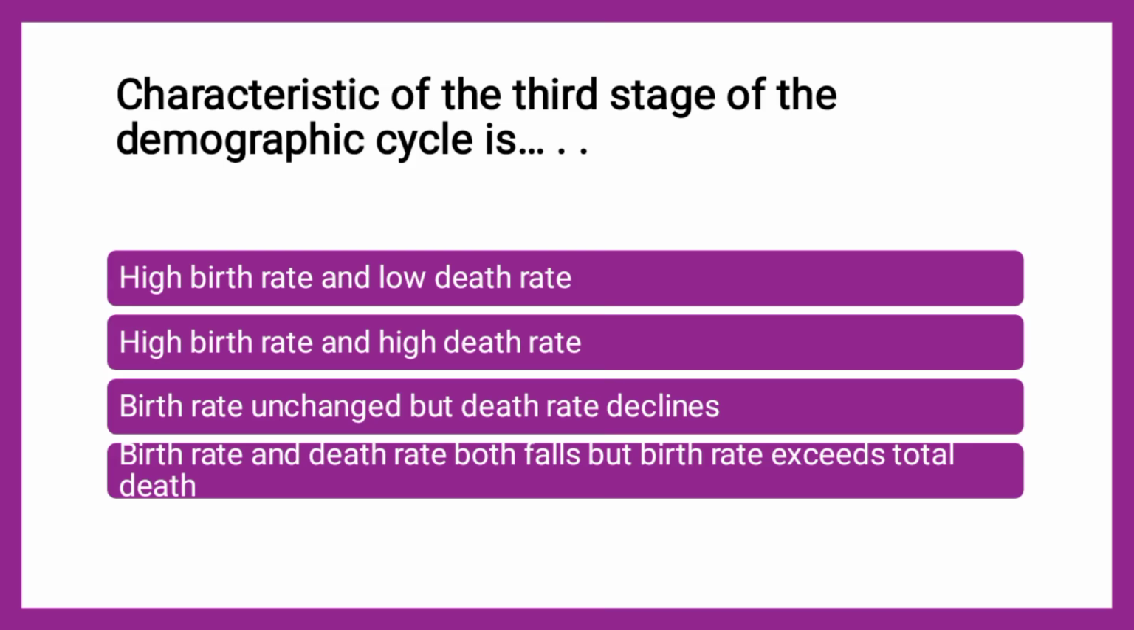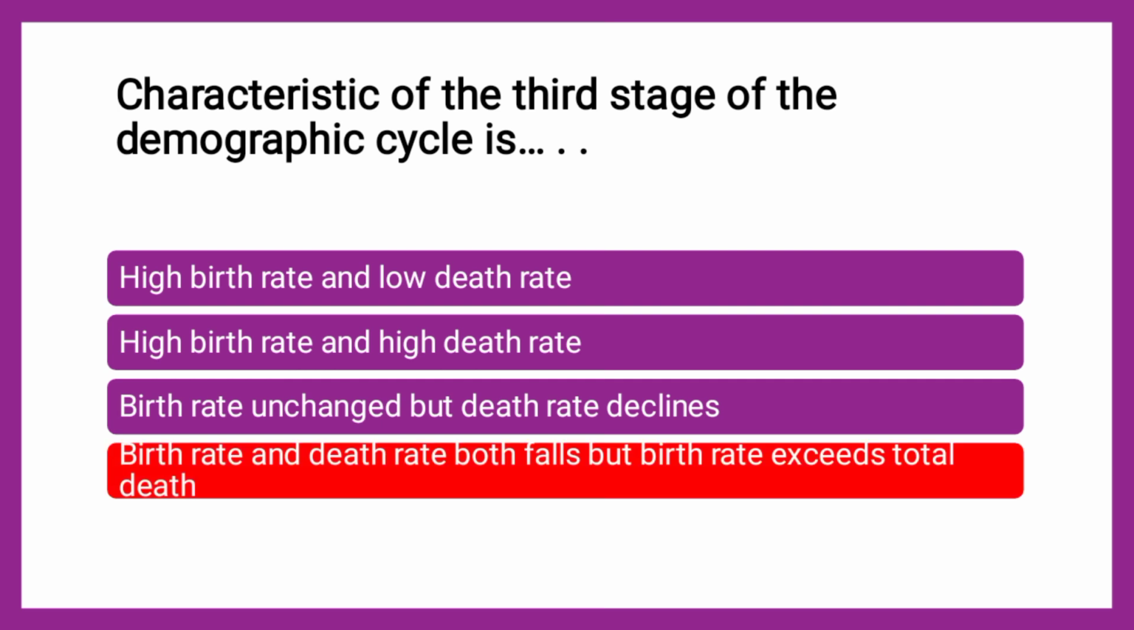Next question is, characteristic of the third stage of demographic cycle is. Now the third stage was the birth rate and the death rate, about natality and mortality. So what is the characteristic of the third stage, we will see now. Whether it is high birth rate and low death rate, whether it is high birth rate and high death rate, whether it is birth rate unchanged but death rate declines, or whether it is birth rate and death rate both falls but birth rate exceeds the total deaths.